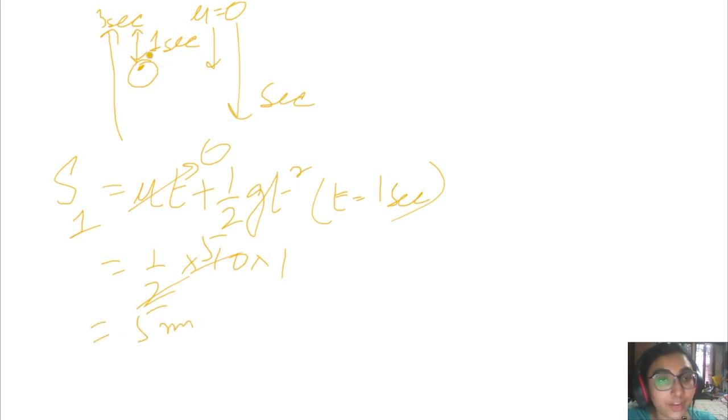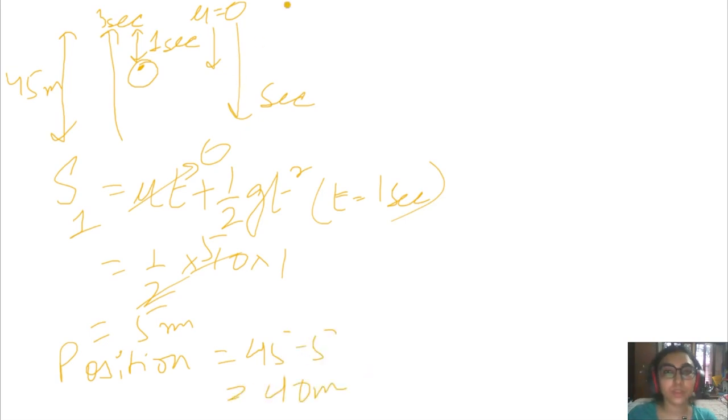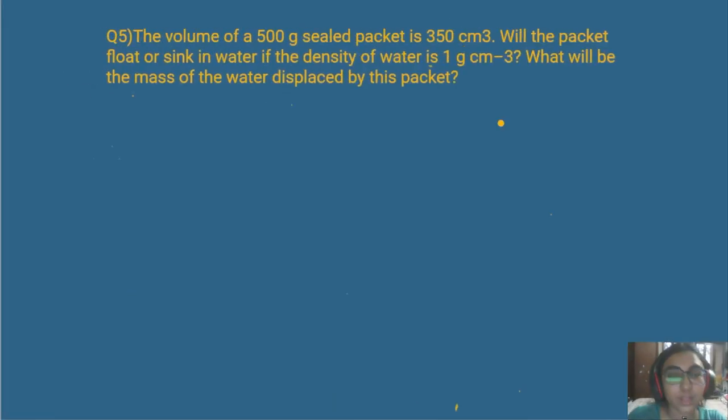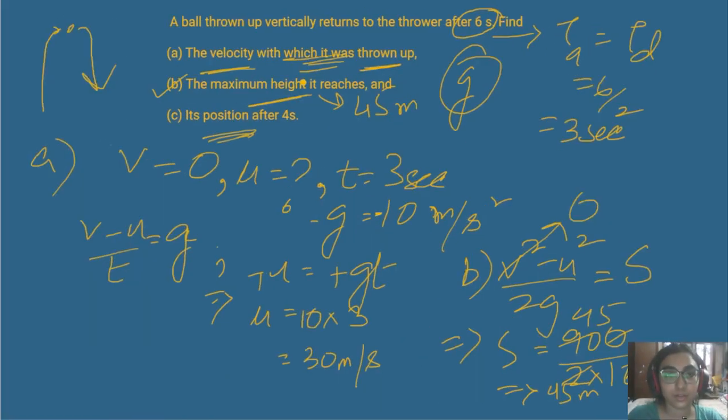So it traveled 5 meter in 1 second, and we know that the total distance, like the maximum height, was 45 meter. So what is its position? Its position, it's basically 45 minus 5, which is equals to 40 meter. Okay, so that is all. Now so this one will be 40 meter from the ground, its position.